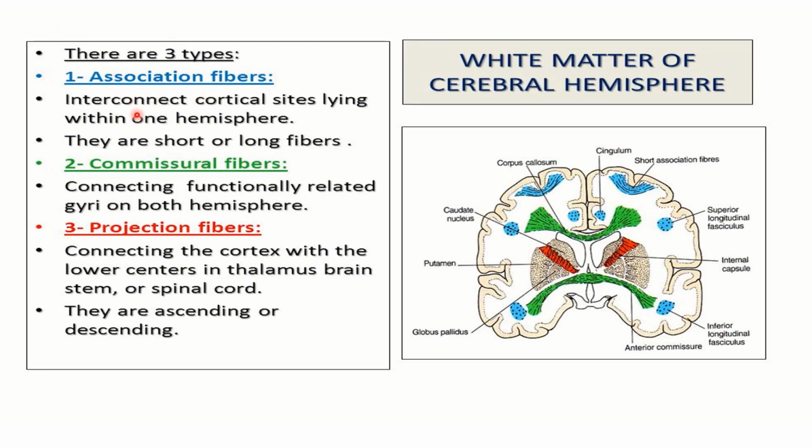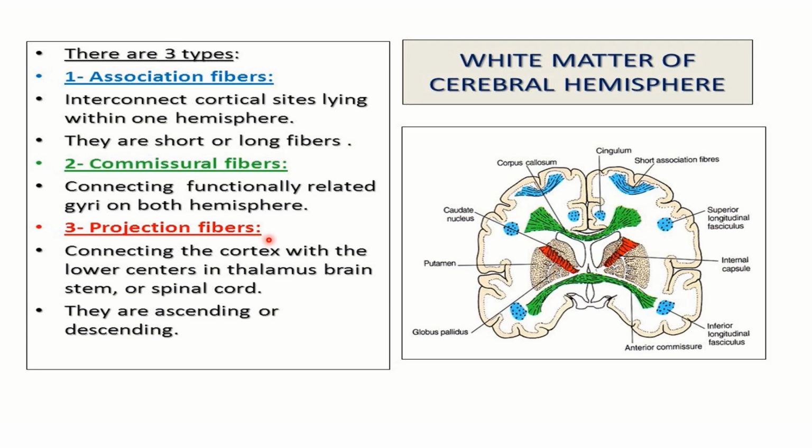Association fibers interconnect cortical sites lying within one hemisphere. There are two types: short and long association fibers. You can see here, these are the short association fibers. Commisural fibers connect identical areas of both hemispheres. You can see here one example, corpus callosum. You can also see here anterior commissure.